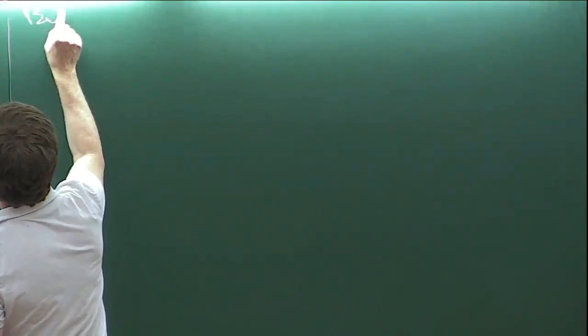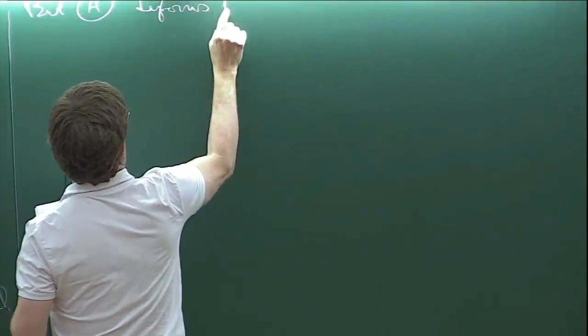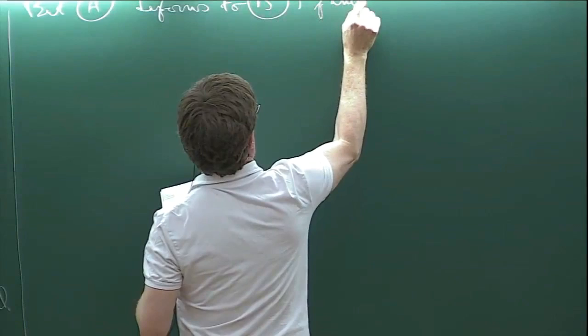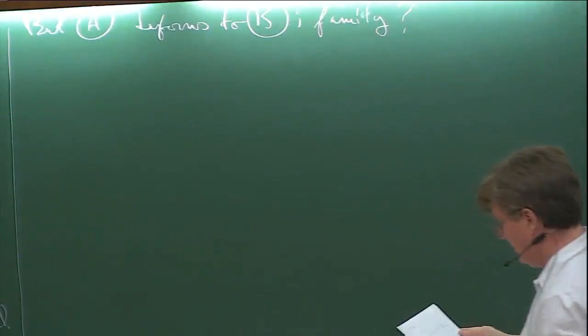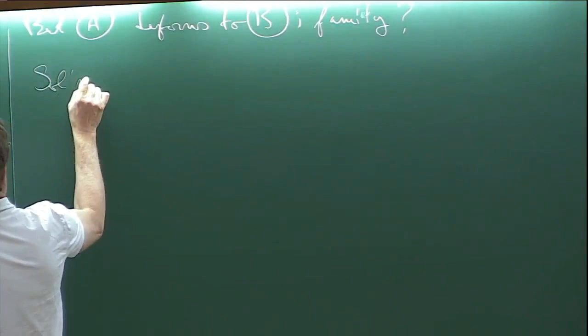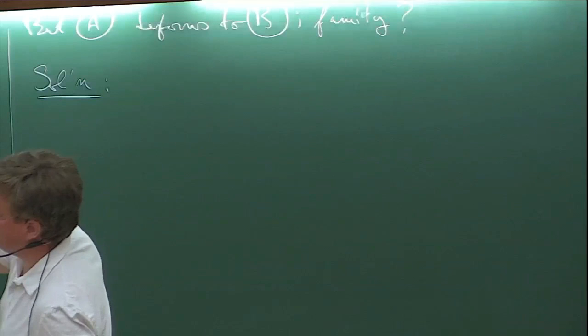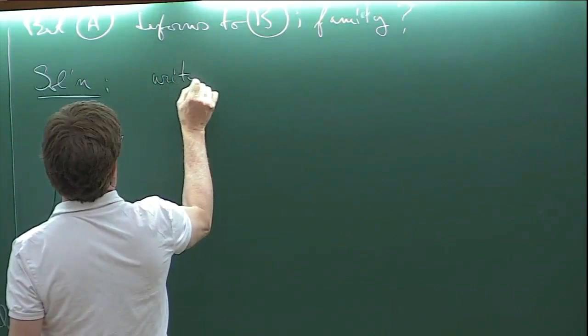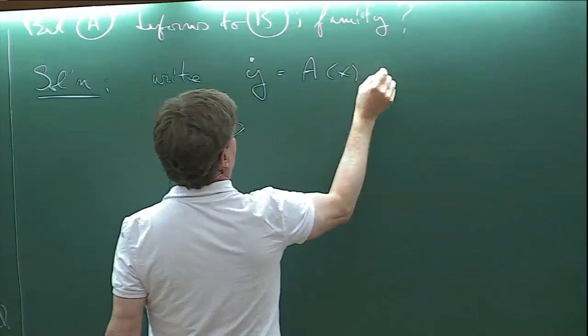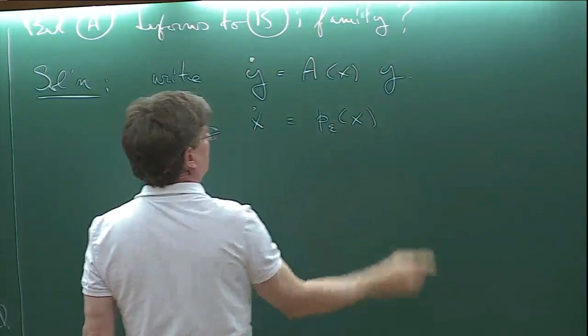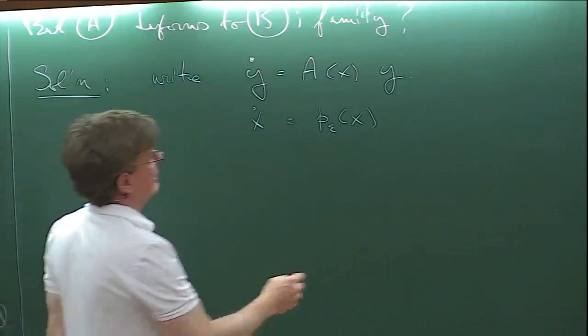So let's see, yeah, but A deforms to B. And of course, you could actually get a family of these things. And then what do you do? Okay. The solution is to basically rewrite these equations. Write these equations as y dot equals xy, x dot equals, I'll put in something there. In other words, you introduce a parameter t, so an extra parameter.